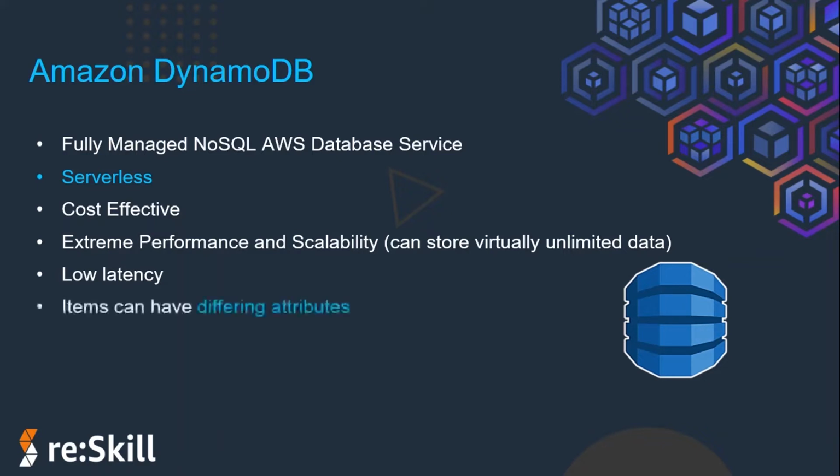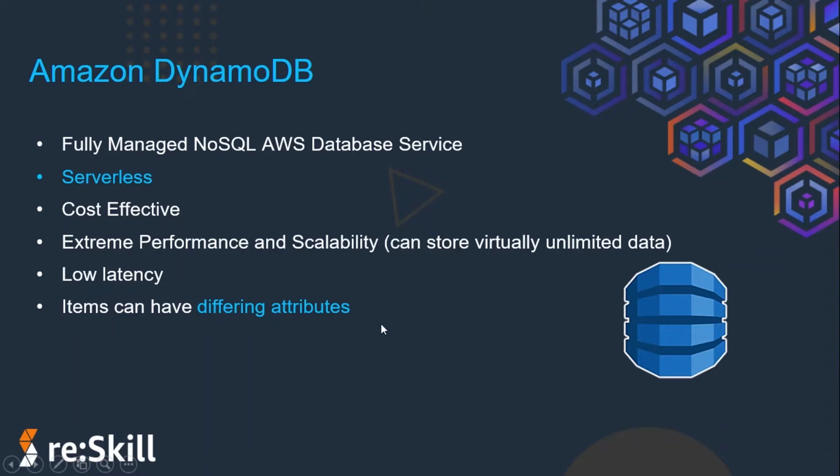And the items can have different attributes in DynamoDB. Let's say the first row has 4 attributes, the second row has just 2 attributes, the third one has 5 attributes, and so on. I'll show you an example also. What do I mean by this?